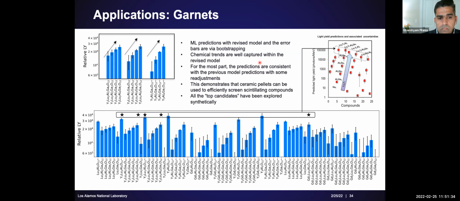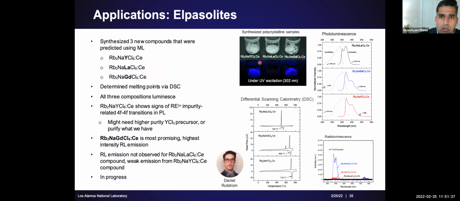So last but not least, we have also made some predictions for elpasolites, and these 3 predictions were synthesized. All 3 show luminescence under UV, but when you do radioluminescence experiments, only one of them shows very strong luminescence and the other 2 don't. So we are currently in the process of figuring out what's going on. Most likely it has to do with trap states and defects in the material, but this is work in progress.